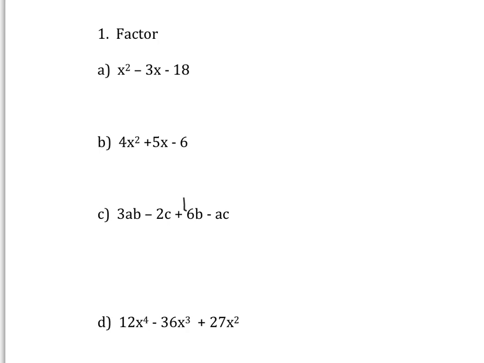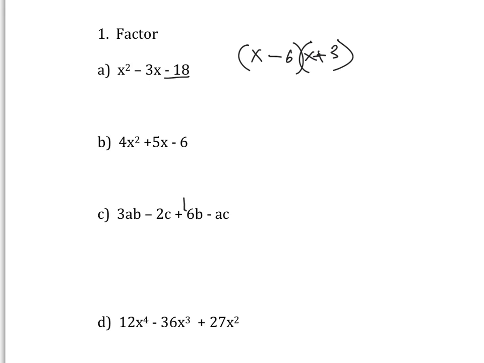Okay, let's do some factoring. For 1a, we have just the sums and products with the lead coefficient of 1. So we're looking for two numbers that multiply to negative 18 and add up to negative 3, and that gives us negative 6 and 3. So we end up with x minus 6 times x plus 3 as our factorization.